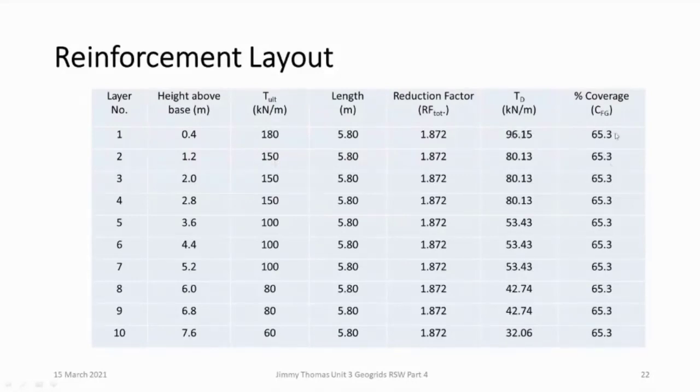Design strength is given, percentage coverage also. So it is same for all levels. So we now have 10 layers of geogrids. So the height above the base also: first layer will be at 0.4, then 0.8, 0.8, 0.8 like that, then 7.6.